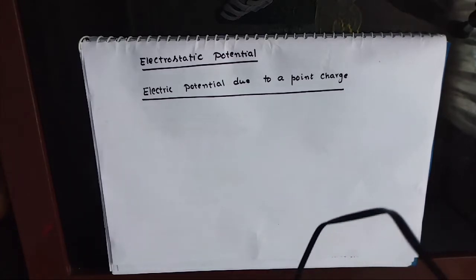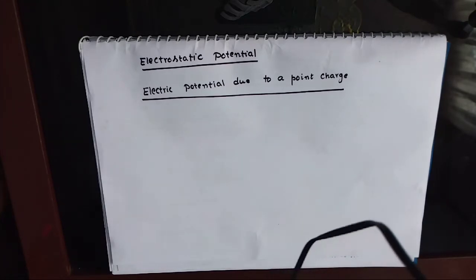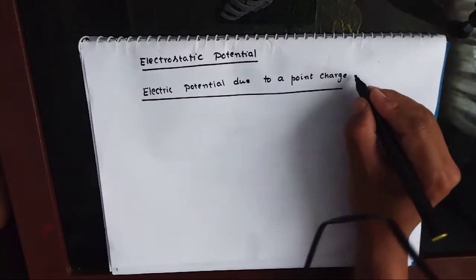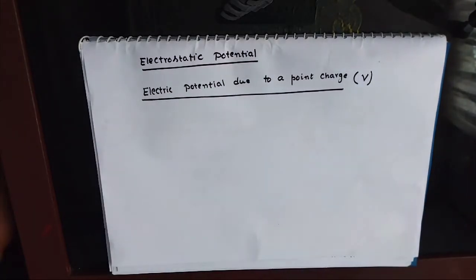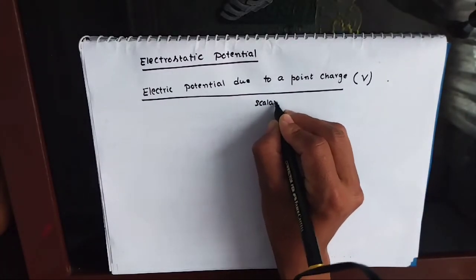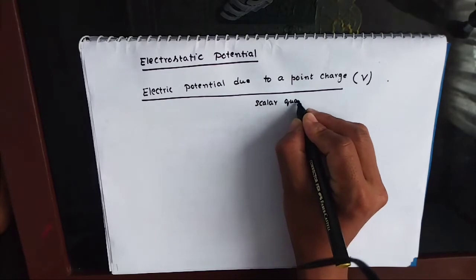Electrostatic potential at a point is the amount of work done per unit positive test charge by an external agent in moving it without acceleration from infinity to the given point against the electrostatic field along any path. Basically, this electric potential is denoted by a symbol V. And it should be noted that this potential is a scalar quantity. So electric potential is a scalar quantity.